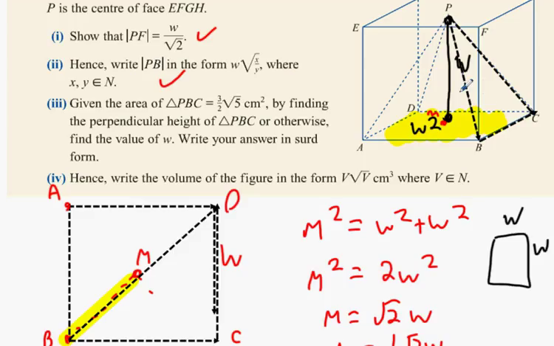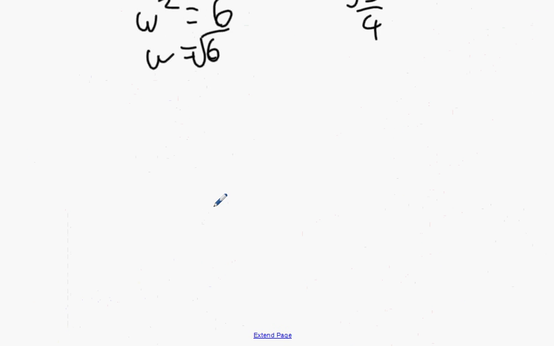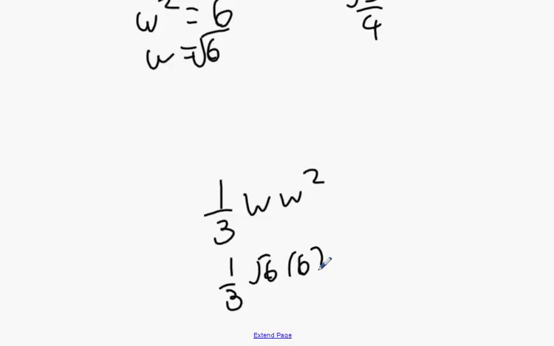Yeah. It's 1/3 your base multiplied by your height. So it's 1/3 w squared times w. But as we said earlier, w is root 6, so it's 1/3 root 6 by 6. The 6 divides by the 3 to become 2, so your answer is 2 root 6.